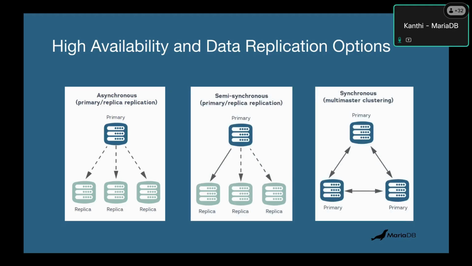For the asynchronous option, as you may know, the primary receives the write request and keeps going as long as it broadcasts the data to the replica. It doesn't wait until the acknowledgement comes from any of the replicas. That is the asynchronous way of replicating. And semi-synchronous is where the primary waits for at least one replica to acknowledge back that it has received the data.